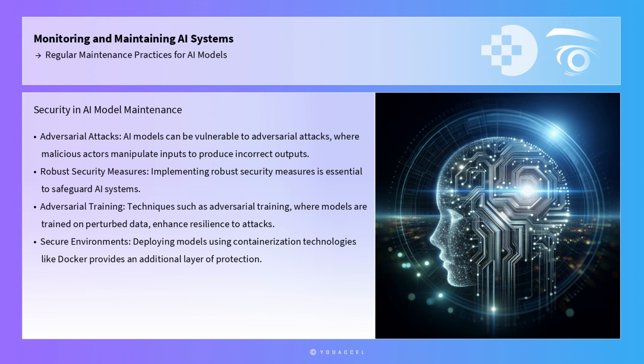Security is another critical consideration in AI model maintenance. AI models can be vulnerable to adversarial attacks, where malicious actors attempt to manipulate model inputs to produce incorrect outputs. Implementing robust security measures is essential to safeguard AI systems. Techniques such as adversarial training, where models are trained on perturbed data, can enhance their resilience to such attacks. Furthermore, deploying models within secure environments using containerization technologies like Docker can provide an additional layer of protection.